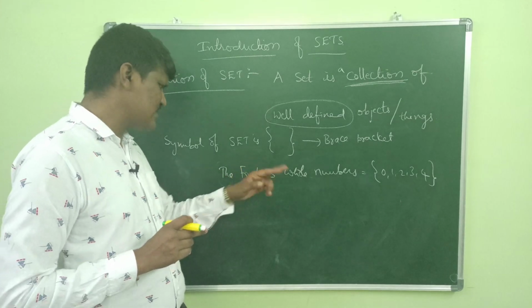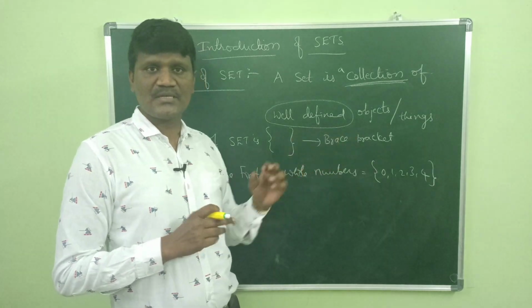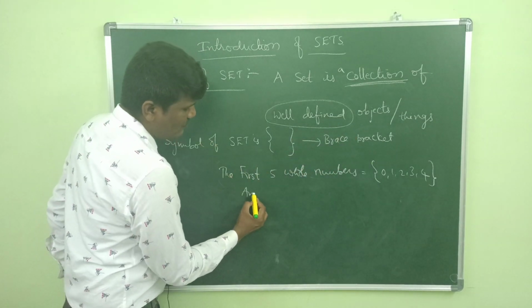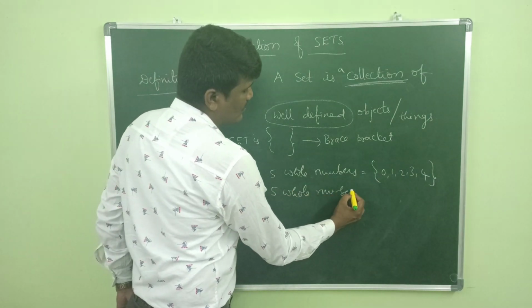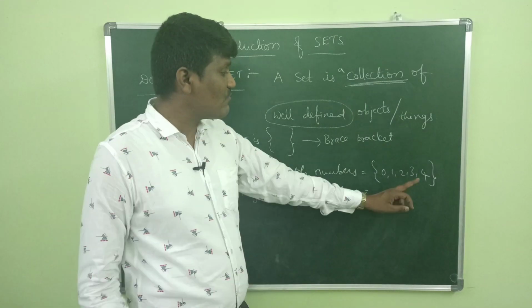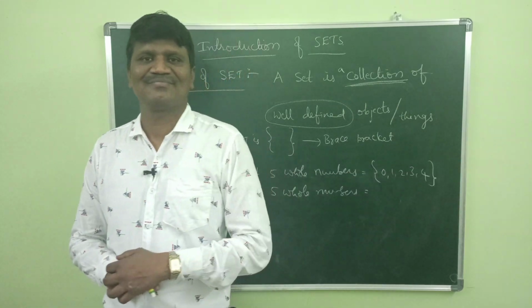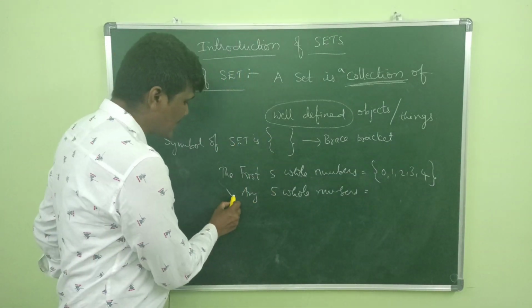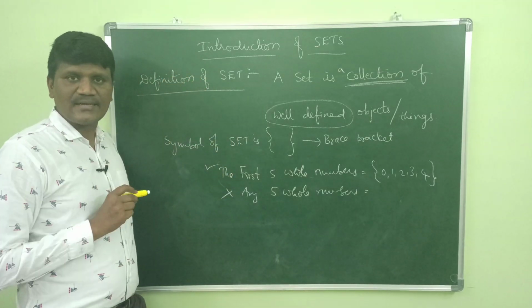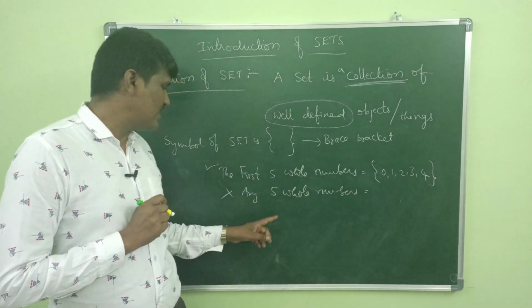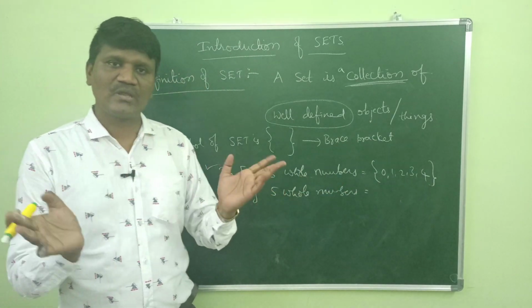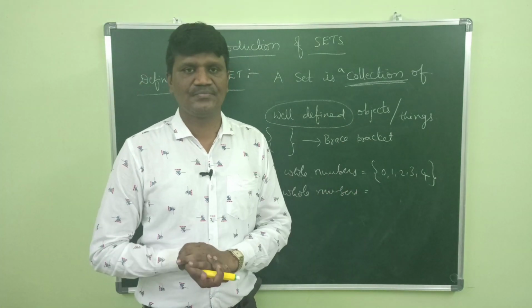Otherwise it is not called a set. Suppose, other than the first 5 whole numbers, I ask you to write any 5 whole numbers. Will everyone in the world write the same? No. So this is not a set, but the other is a set, because the elements in that set are well defined, whereas the elements in this one are not well defined.